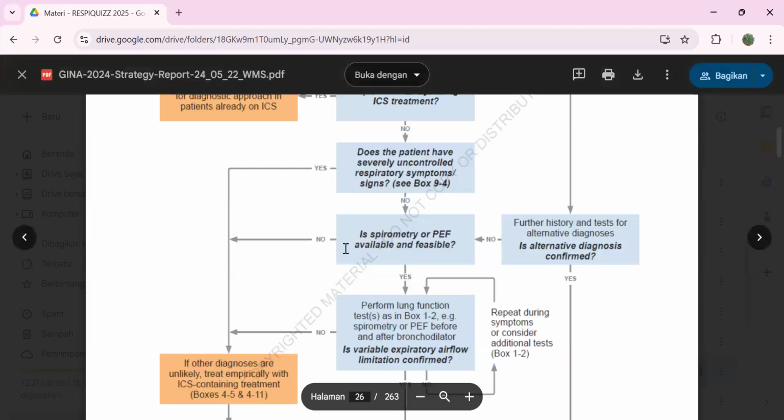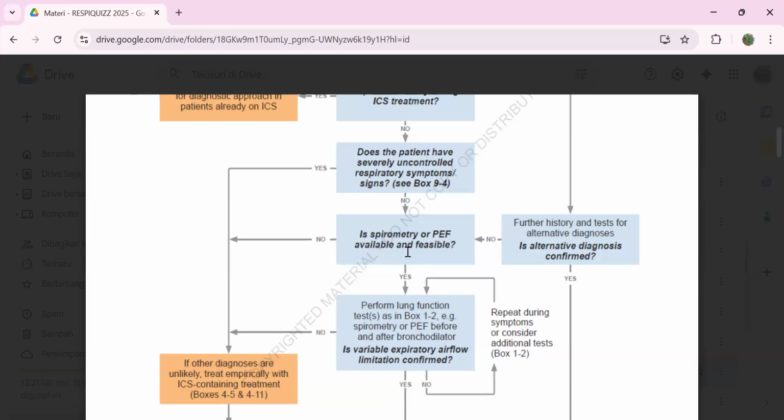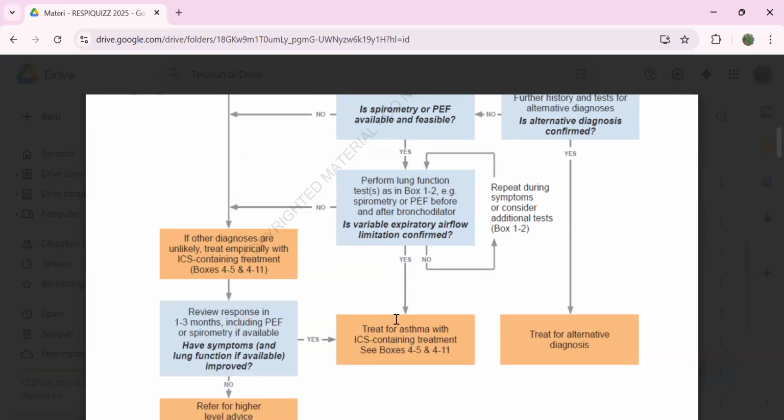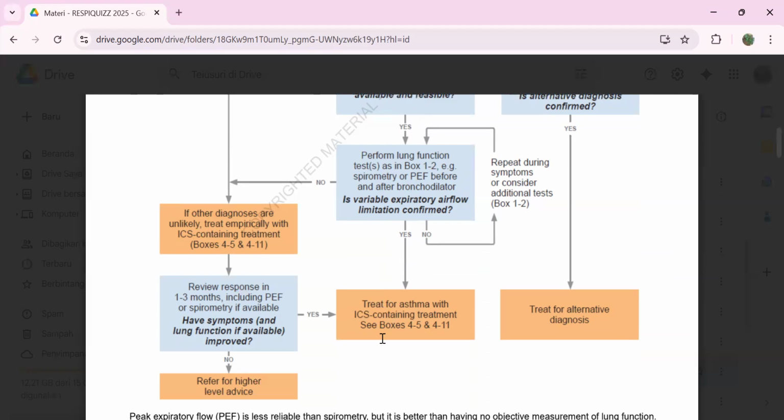But if the answer is no, is spirometry or PEF available and feasible? If yes, perform lung function tests as in box 1-2, for example spirometry or PEF before and after bronchodilator. And then, is variable expiratory airflow limitation confirmed? If yes, treat for asthma with ICS-containing treatment.